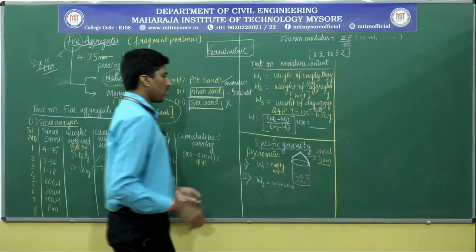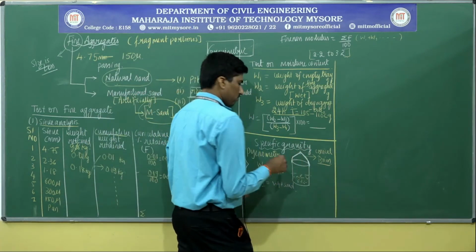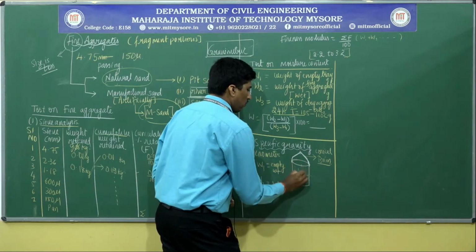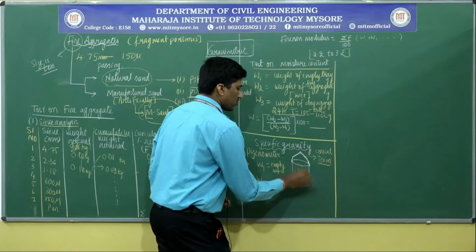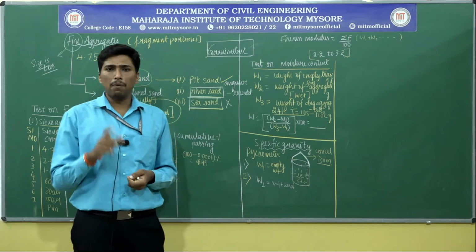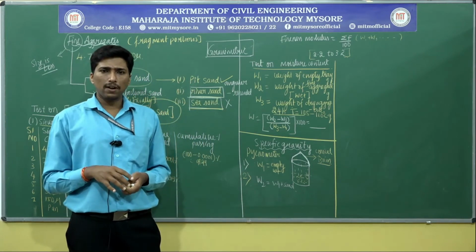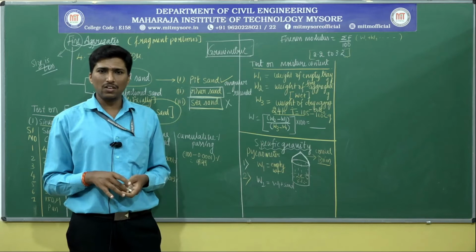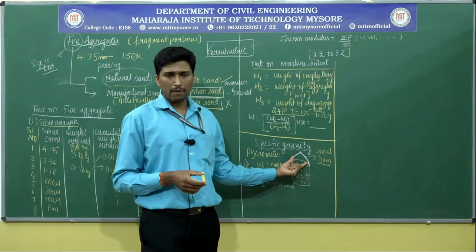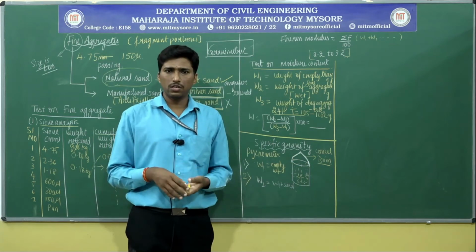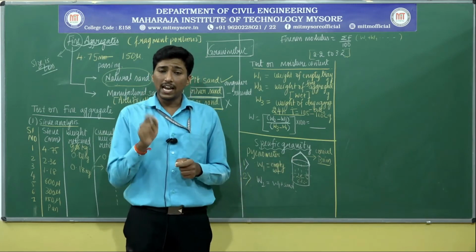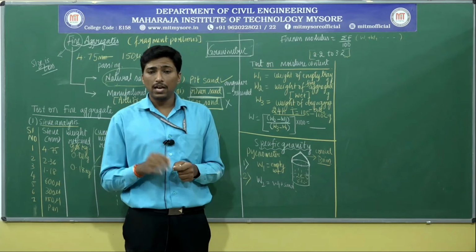Next, fill the pycnometer completely with water so that the sand is immersed, and stir it in order to expel the air bubbles. If air bubbles are present, it leads to erroneous calculation of the specific gravity. A normal water bottle cannot be used to determine the specific gravity. Why are we using the conical shape? Because it helps expel any entrapped air or bubbles.